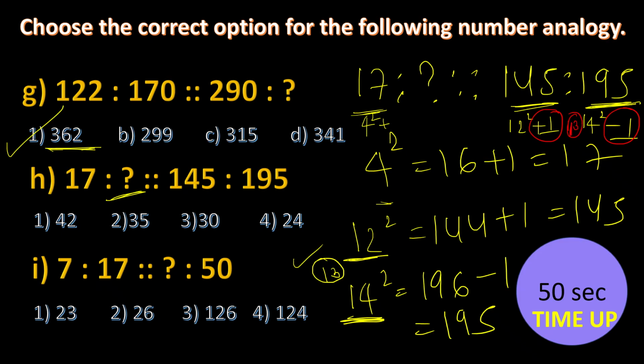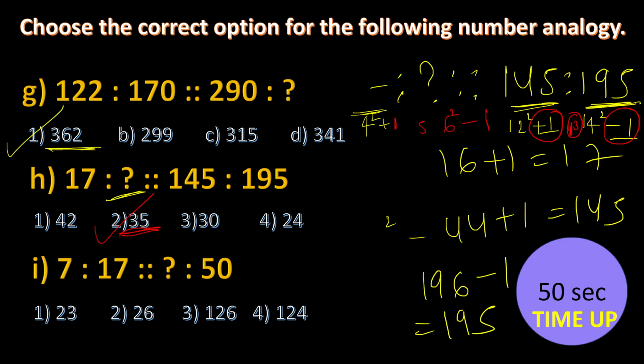Correct? Similarly, what I need to do here, 4 square plus 1 will give you 17. So I need to skip 5 here. And next one comes is 6 square. 6 square is 36. Minus 1 I need to do. Okay? So 6 square is 36. Minus 1 will give you 35. So B is the correct option, 35. Okay? Next one.